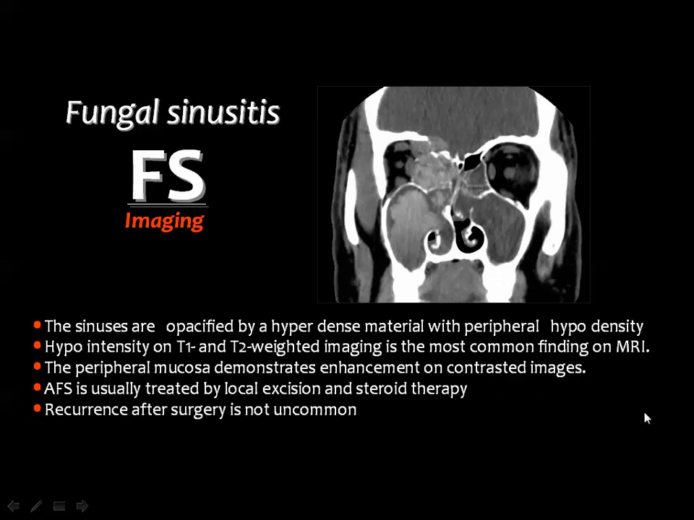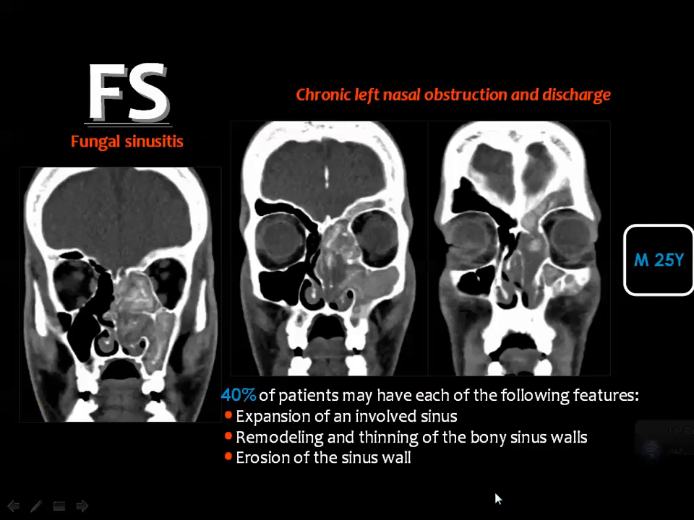And these are the imaging findings of fungal sinusitis, which include the presence of hyperdense material, and sometimes we have peripheral hypodensity, which represents the retained secretions, and also you have hypointensity on T2 weighted images in particular. If you inject contrast, you may see peripheral marginal enhancement. The treatment of fungal sinusitis will include surgery and steroid therapy. The recurrence rate is not uncommon.